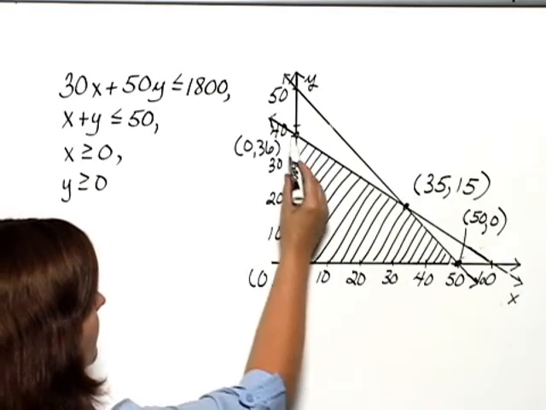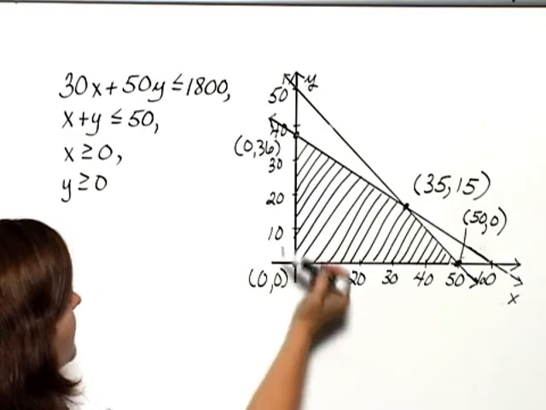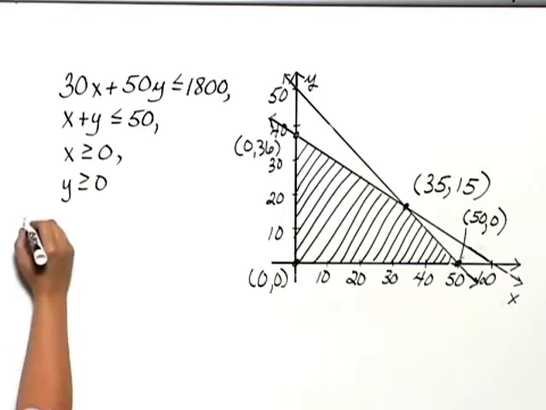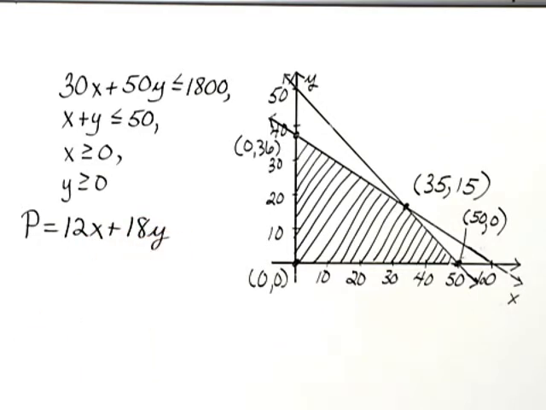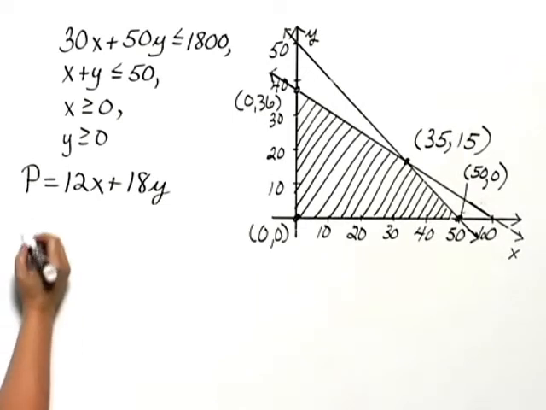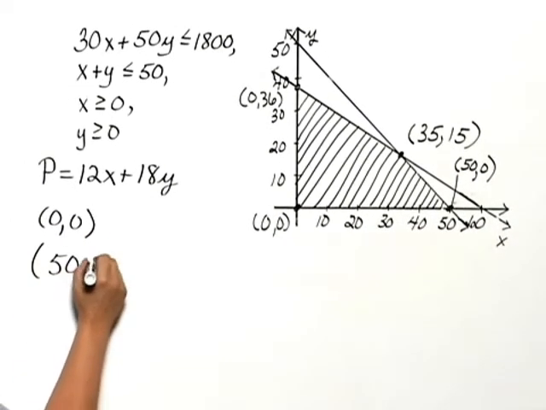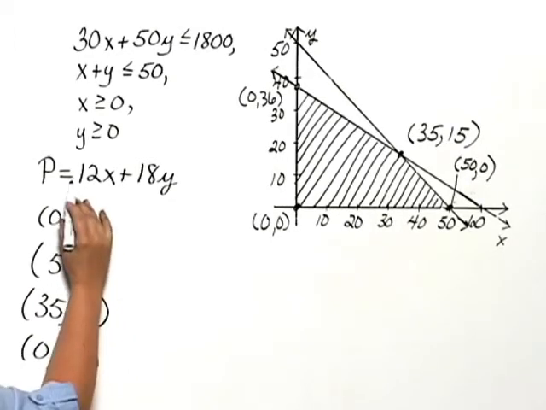And there are 4 that we find: (0, 0), (50, 0), (35, 15), and (0, 36). What we want to do is take that profit function, P equals 12x plus 18y, and evaluate it at each one of those vertices. Wherever it has the largest profit will give us the largest possible profit given these constraints. So we have the vertices (0, 0), (50, 0), (35, 15), and (0, 36). And we evaluate this at each one of those.